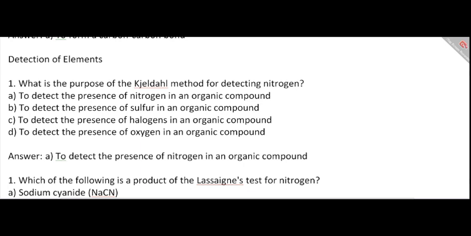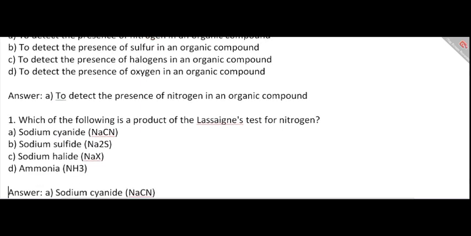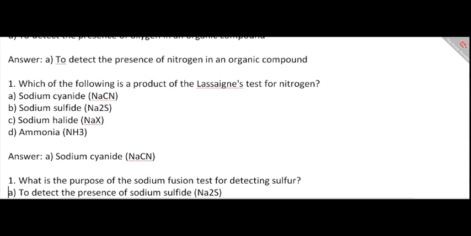What is the purpose of the sodium fusion test for the detection of sulfur? Available options are to detect the presence of sodium sulfide, to detect the presence of sodium thiosulfate, to detect the presence of hydrogen sulfide. So all of them are correct. So option D would be the final answer.